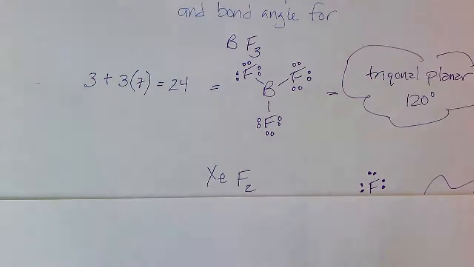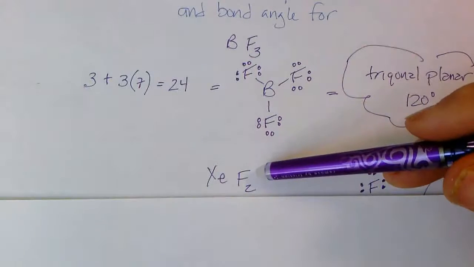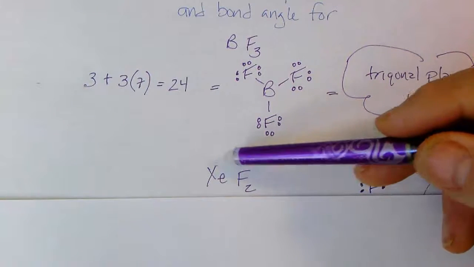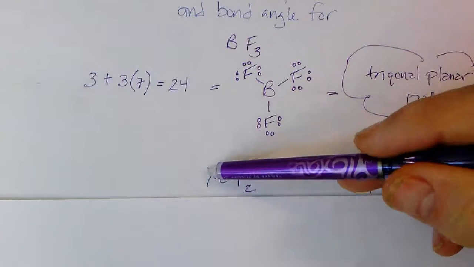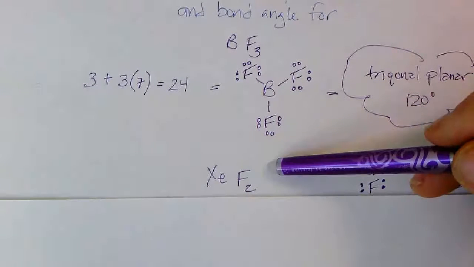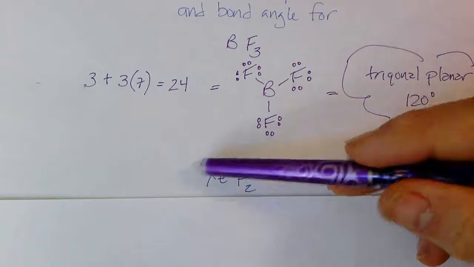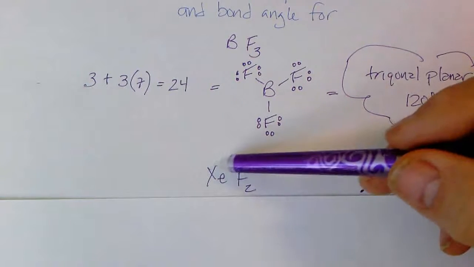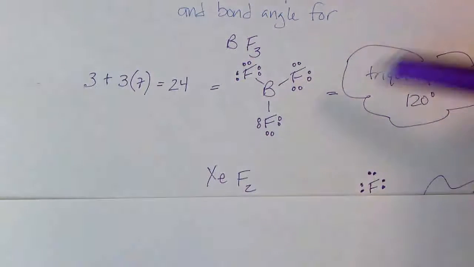Xenon difluoride. Well, let's add them up. Xenon checks in at group 8. It's got 8 valence electrons, and each fluorine still has 7, so we're going to have 8 plus 14 is 22. That is way beyond the 16 you'd get if you just had 2 bonds and the 3 lone pairs each, right? That's 3 extra lone pairs.